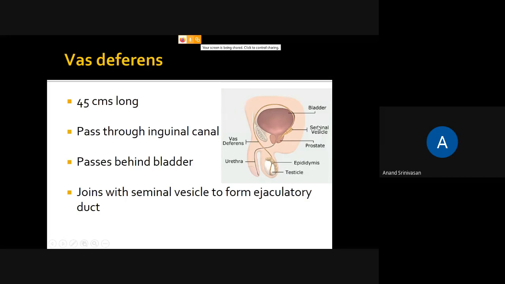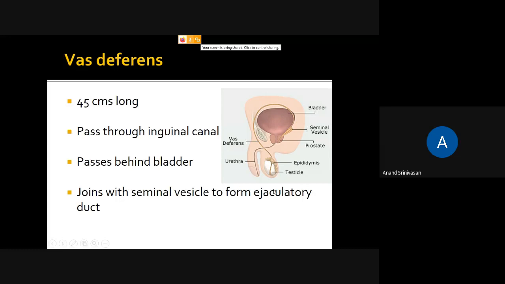Behind the bladder, it joins with another structure, the seminal vesicle. It joins with the seminal vesicle and forms a common tube, which is called the ejaculatory duct. The ejaculatory duct then opens into the prostatic urethra. You have seen the urinary bladder and prostatic urethra. So it opens into the posterior part of the prostatic urethra.